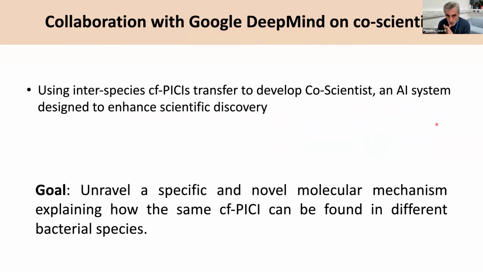In parallel to this study, we were approached by Google DeepMind, because they are developing a system that they call co-scientist. It's an artificial intelligence system that they are developing to work as a PI, as a principal investigator. So the idea is that we interact with them. They say, give us a question that you are working on in the lab, and we will test the system to see what it suggests that you should do. It's like working as a principal investigator.